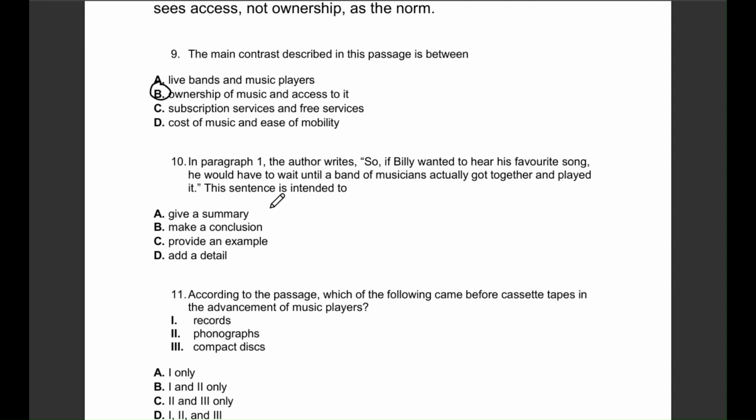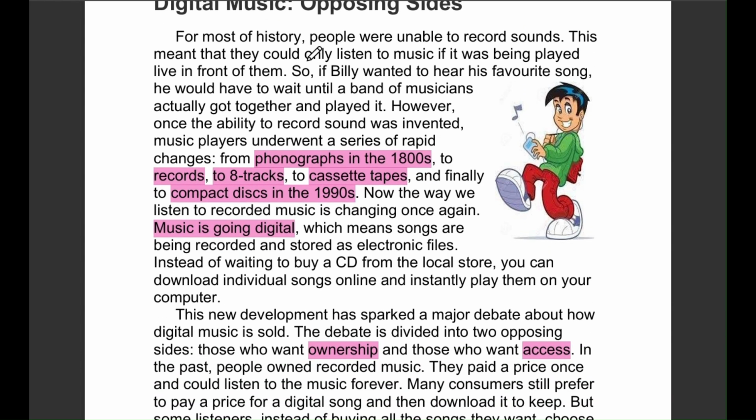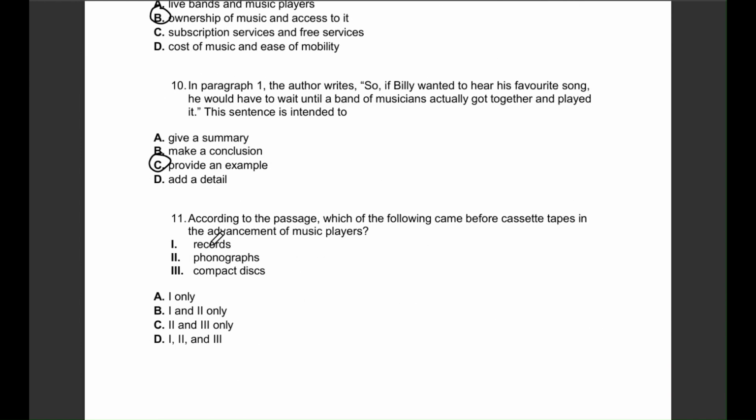This sentence is intended to, with options, A, give a summary, B, make a conclusion, C, provide an example, D, add a detail. The correct answer is C, provide an example. The author gives us a quick example to show how, before technology, you could only hear live music, which helps us picture how different things were back then. Okay, let's look at question 11. It asks, according to the passage, which of the following came before cassette tapes in the advancement of music players, and gives us a few options using Roman numerals.